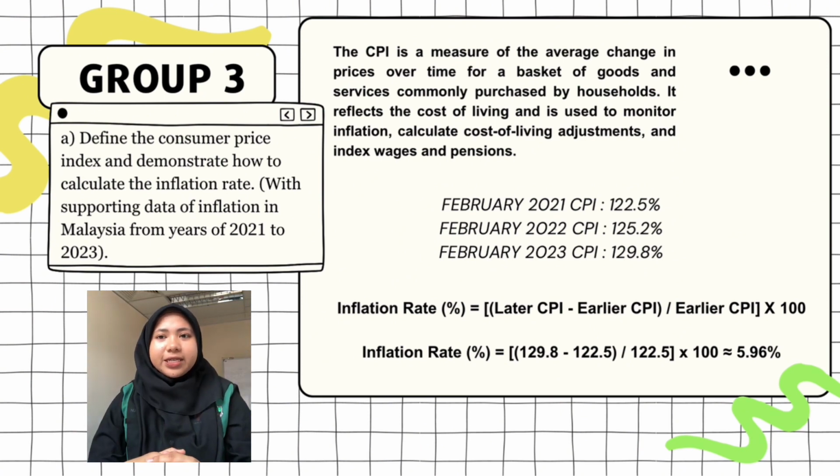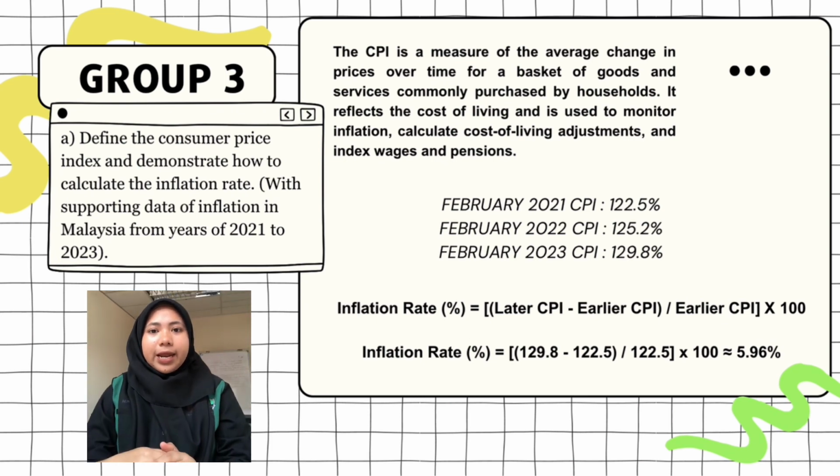The CPI is a measure of the average change in the price over time for a basket of goods and services commonly purchased by households. It reflects the cost of living and is used to monitor inflation, calculate cost of living adjustments and index wages and pensions. Let's move to how to calculate the inflation rate in Malaysia.